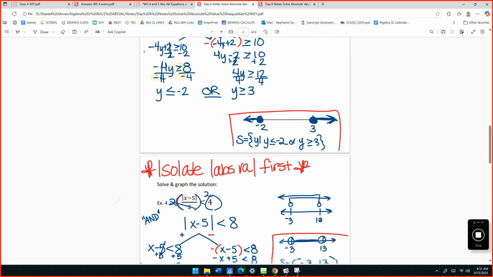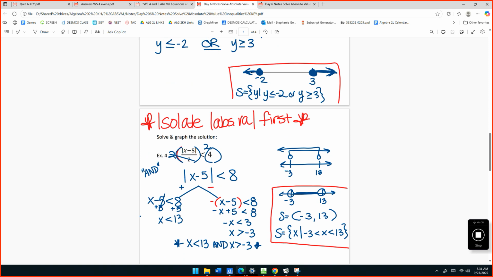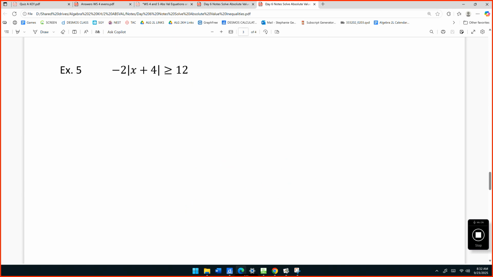Okay, we left off with the example where we had to isolate the absolute value first, and then split positive and negative half. All right, this was the last one we did, number 4? Perfect, good. All right, so we're going to keep that going with number 5, okay?